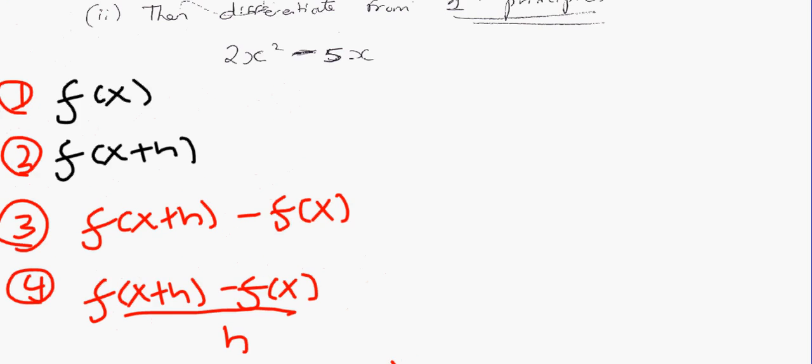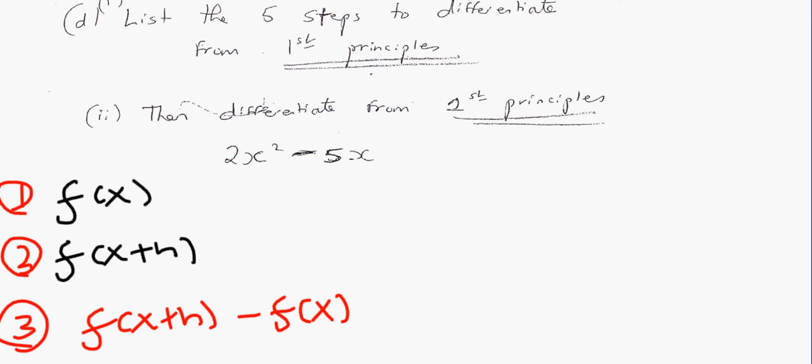Now, what we're asked to do is differentiate from first principles 2x squared minus 5x. Now, first principles means we've got to do it the long way, this routine.